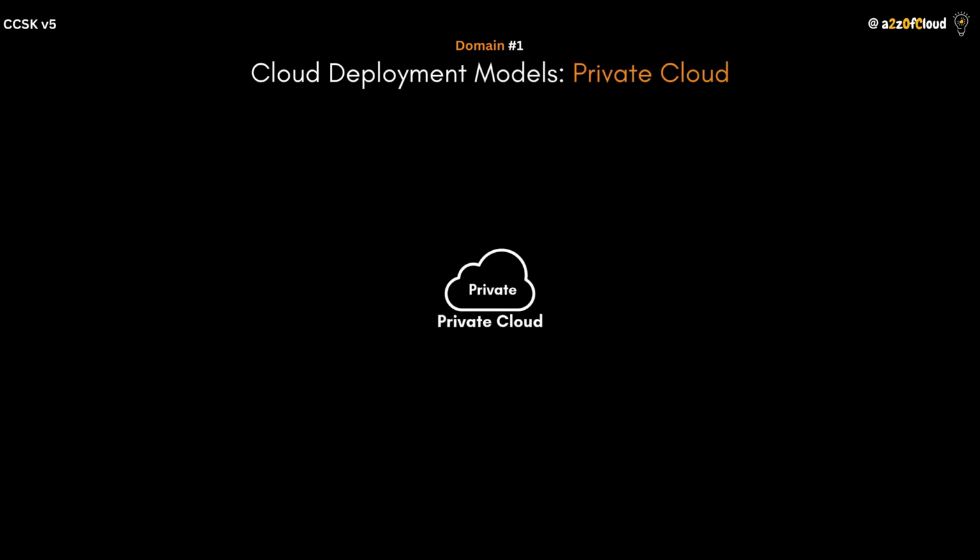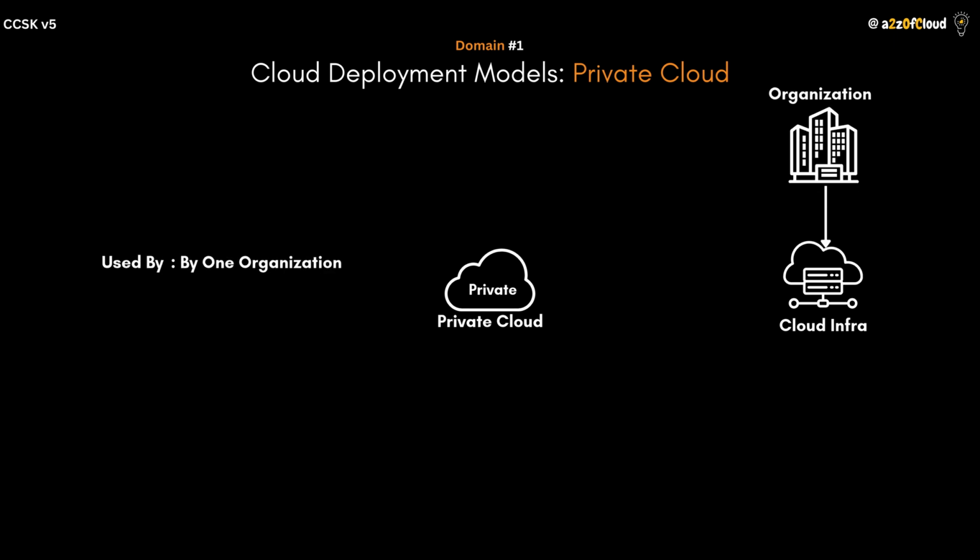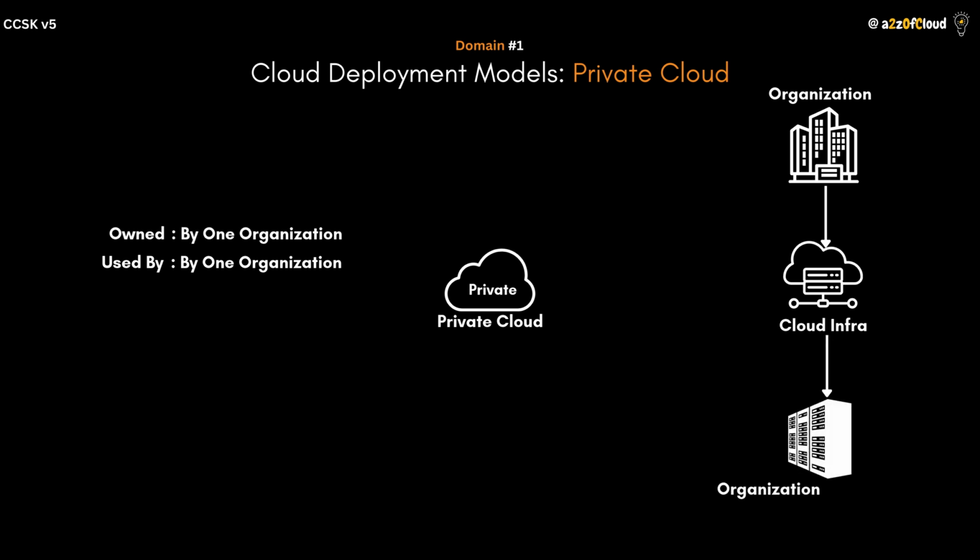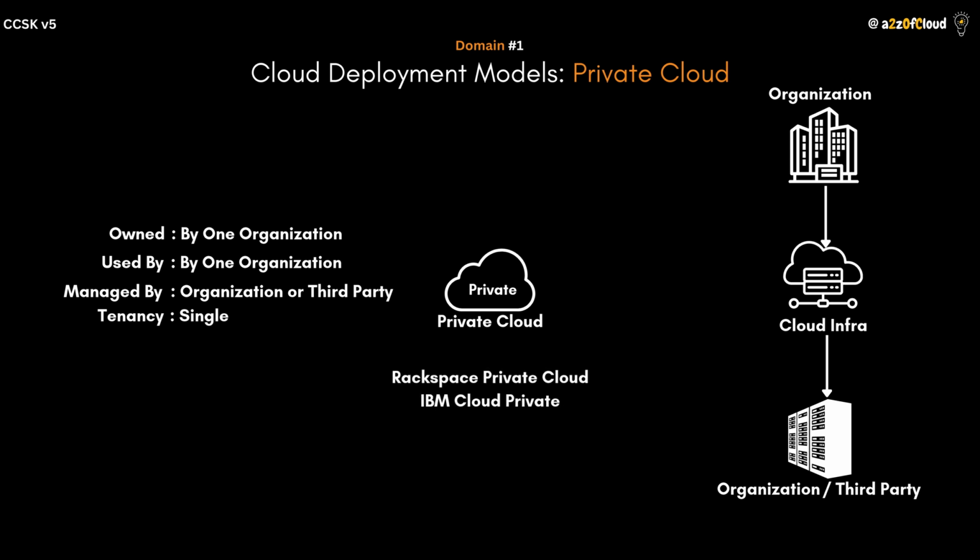Private cloud. This refers to a cloud infrastructure that is exclusively used by a single organization. The cloud infrastructure is fully owned by the organization and hosted within the organization's data center or in a third-party provider's data center. The cloud infrastructure is managed by the organization or by a third party. Private cloud is single tenancy, offering greater control over the environment and reduced exposure to security risks due to dedicated infrastructure. Examples of private cloud are Rackspace Private Cloud, IBM Cloud Private, Microsoft Azure Stack, VMware vSphere, OpenStack.